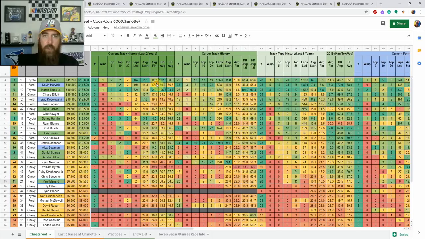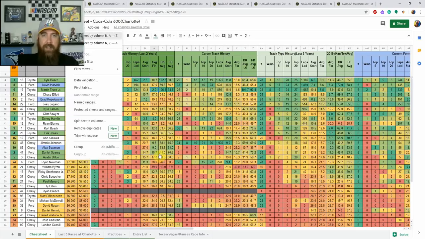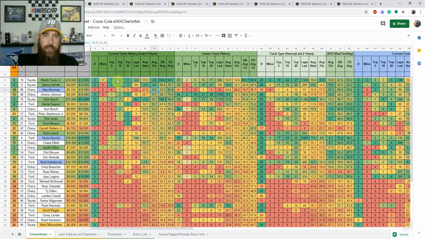So I'm just going to go ahead and sort. And if you're new to the sheet, if you want to look at average finish, I'm going to go in that column and I'm just going to go up to data and sort A to Z, which is lowest to highest. So Martin Truex Jr., of course, he's got a 2.0 average finish over the last three races here. He's got a win, and him and Denny Hamlin are the only two drivers that finished inside the top five in all three of those races.